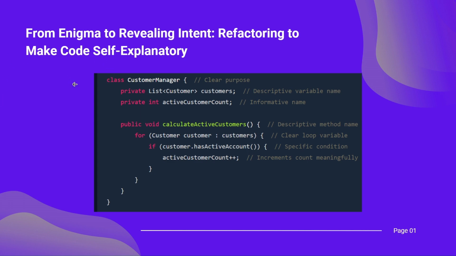So now our class name is called Customer Manager, which has a more clear purpose. Our variables are more descriptive and informative. List of type customer. Our method now has a descriptive name. We have clear loop variables, we have specific conditions, and the incremented count is very meaningful now.